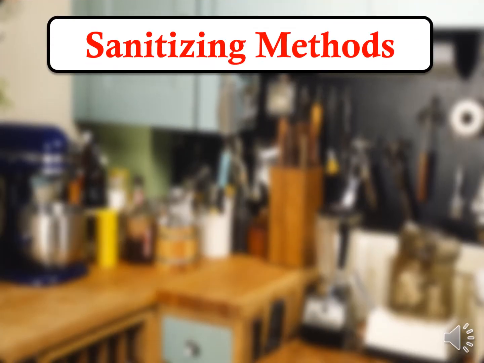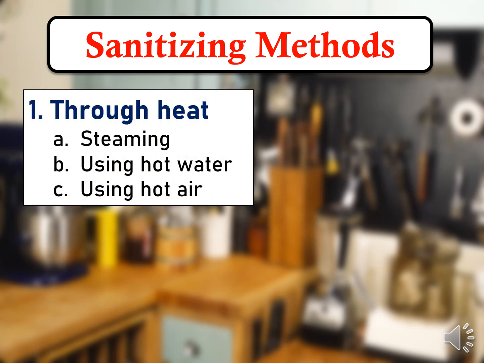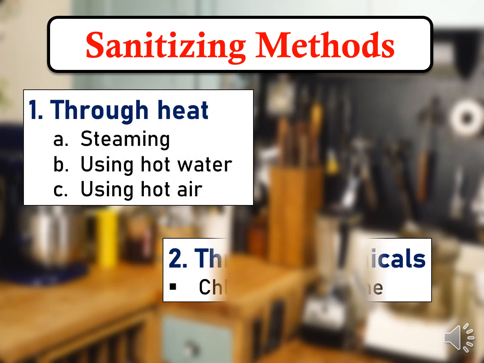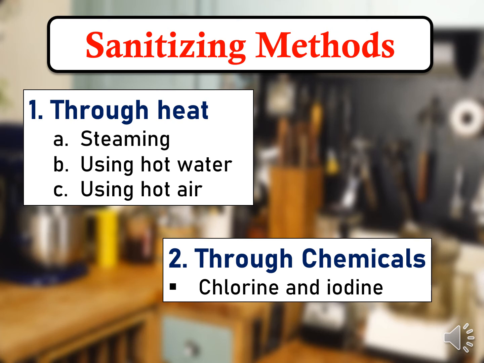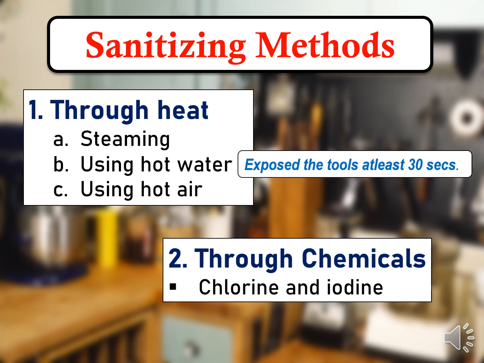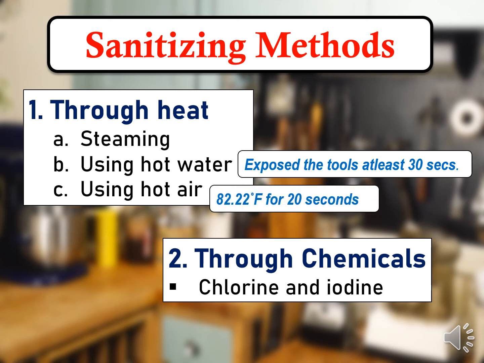Remember, students, that cleaning is not enough, so you must also sanitize all the kitchen tools, utensils, and equipment after and before using them. We have here two different methods in sanitizing them, through heat and through chemicals. Using heat, we have steaming, using hot water, and using hot air. In using hot water, you must expose the tools for at least 30 seconds in hot water. In using hot air, it must be exposed to 82.22 Fahrenheit for 20 seconds.